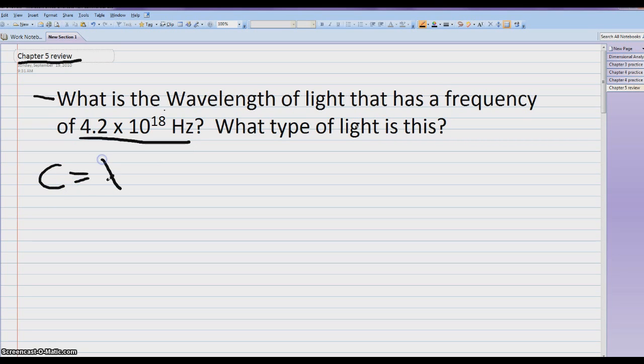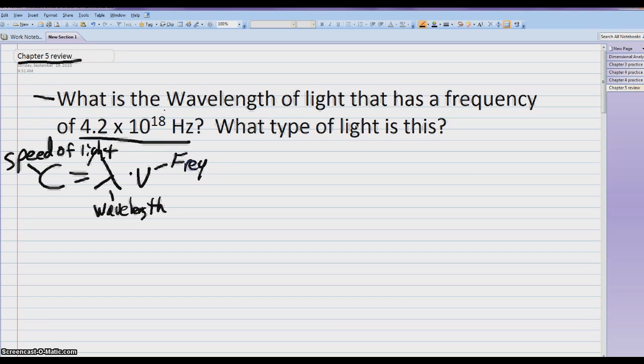Now remember, our equation here is c equals lambda times v, where c is the speed of light, lambda is the wavelength, and v is the frequency of the light. Now we can algebraically rearrange this to get what we need. Remember, we need wavelength out of this.